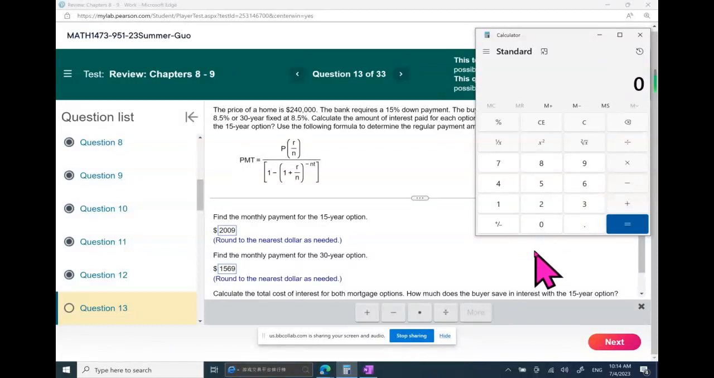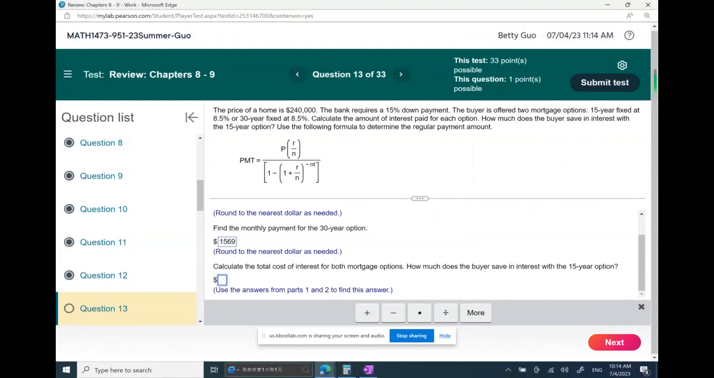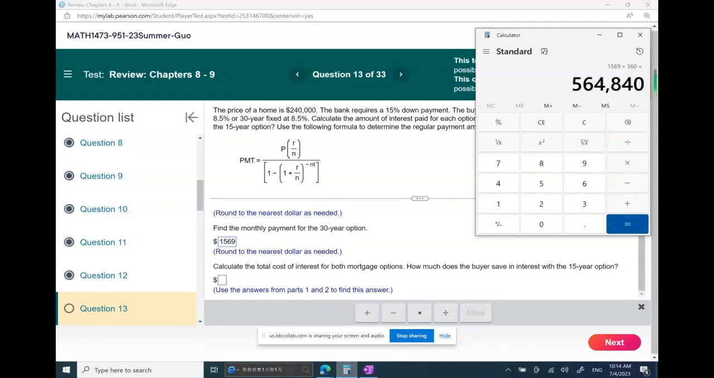And in the case of the 30-year loan, you pay 1569 every month for how many months? 30 years, 360 months. So you end up paying 564,840. And the difference between those two amounts is going to be the difference of the interests. Okay? So we are going to use the bigger amount minus the smaller amount, just wrote it down.